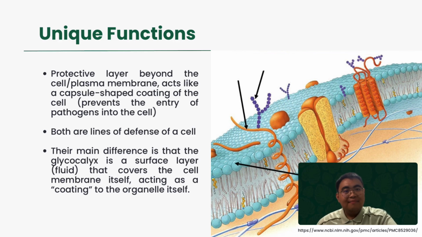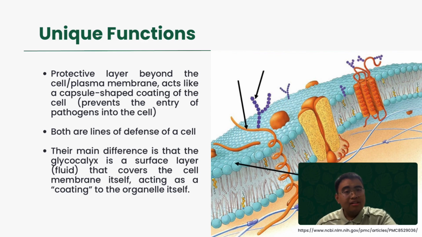Earlier, we discussed the basic functions of the organelle glycocalyx. Now let's try to deepen our understanding and go to its unique functions. To give you a sensory description, or as a form of recap, the glycocalyx is a protective layer beyond the cell or plasma membrane. It acts like a capsule-shaped coating of the cell that also prevents the entry of pathogens into the cell.